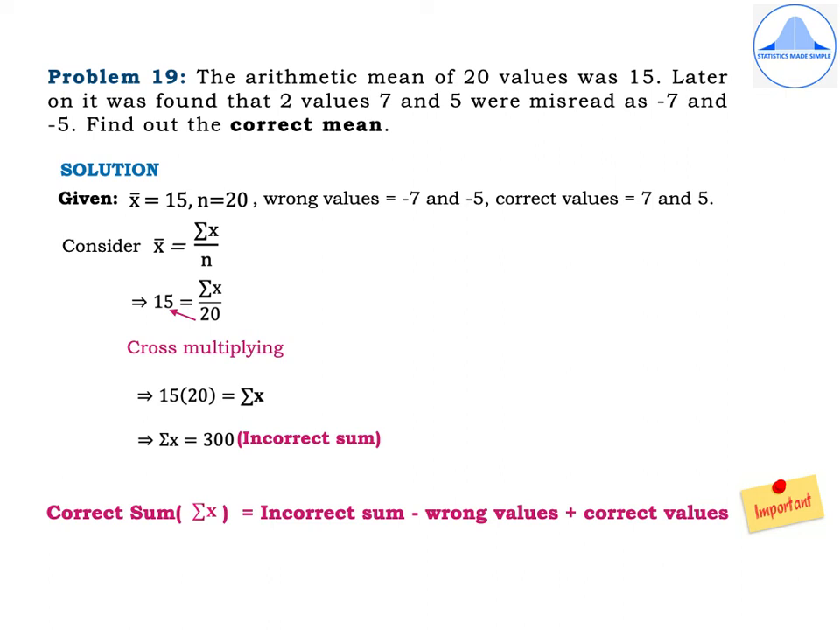which implies 15 is equal to summation x by 20. Then you cross multiply, which implies 15 into 20 is equal to summation x, or summation x is equal to 300, and this is the incorrect sum because it was obtained using the wrong values instead of the correct values. So how do we find out the correct sum? The correct sum, summation x, is equal to incorrect sum minus the wrong values plus the correct values. The formula is important, so please do keep it in mind.